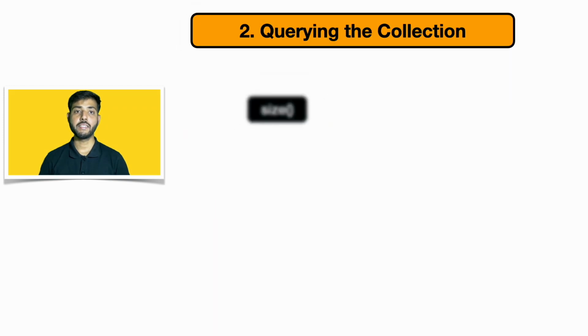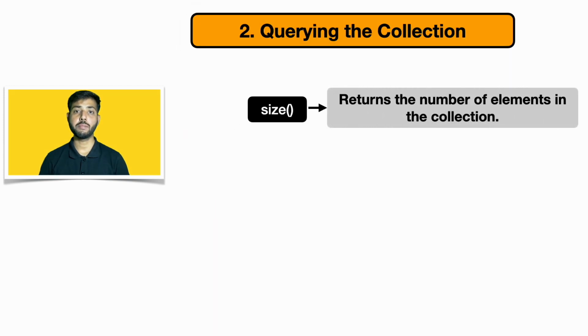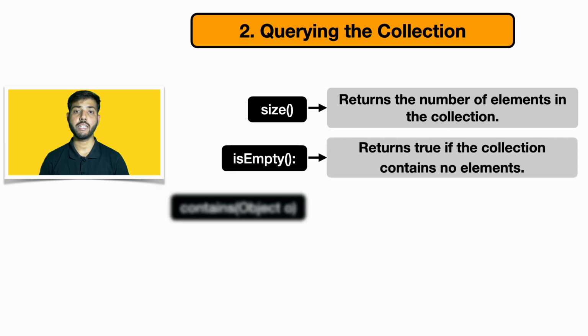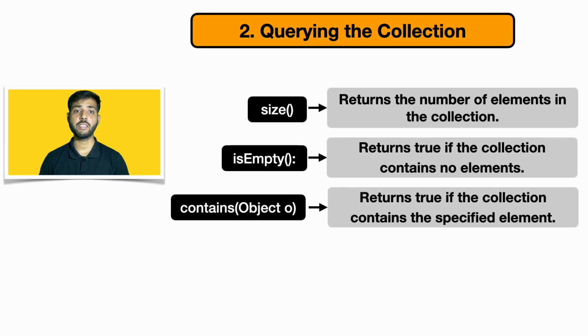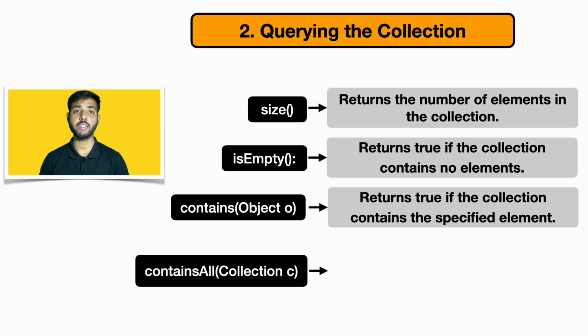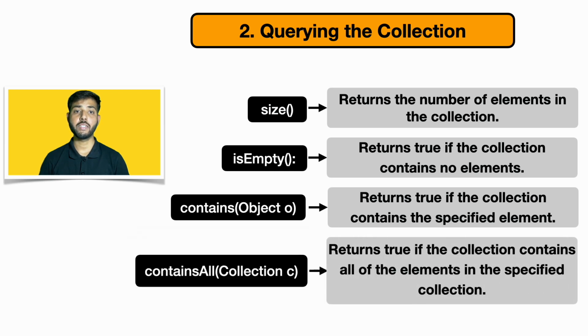Querying the collection. The collection interface also provides methods for querying the collection and retrieving information about its elements. size() returns the number of elements in the collection. isEmpty() returns true if the collection contains no elements. contains(Object o) returns true if the collection contains the specified element. containsAll(Collection c) returns true if the collection contains all of the elements in the specified collection.